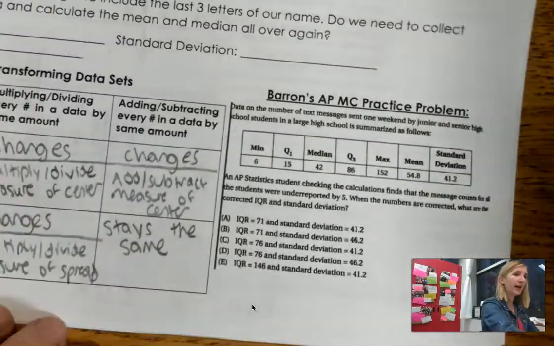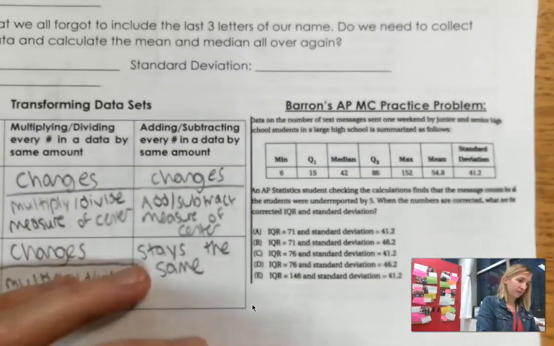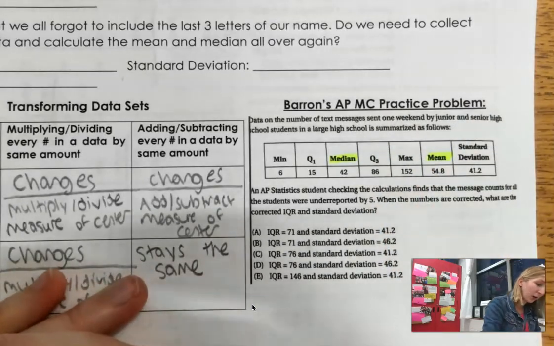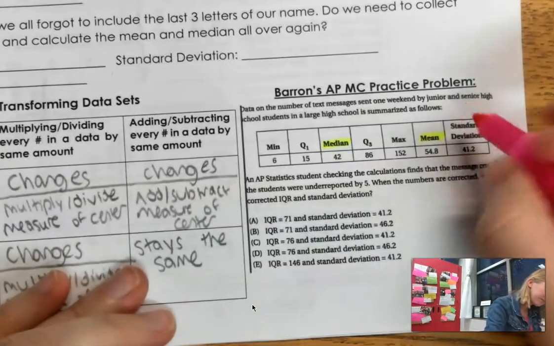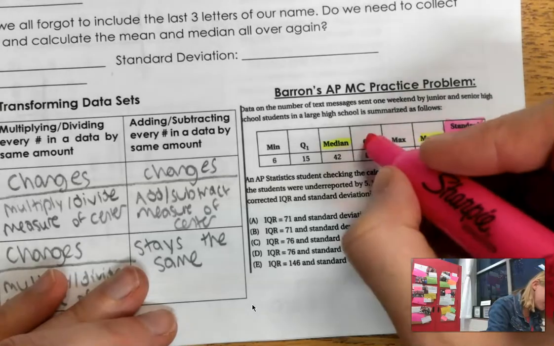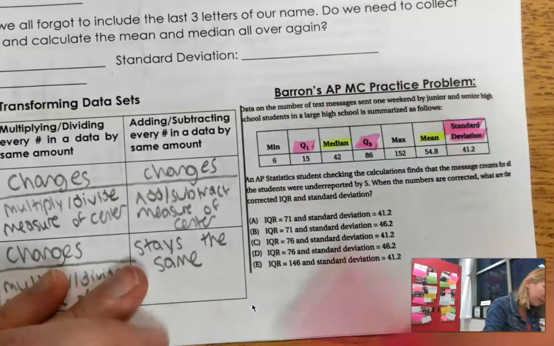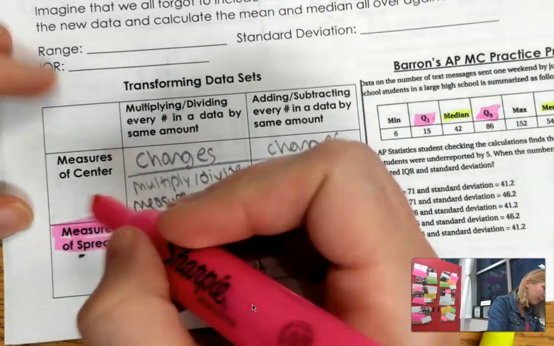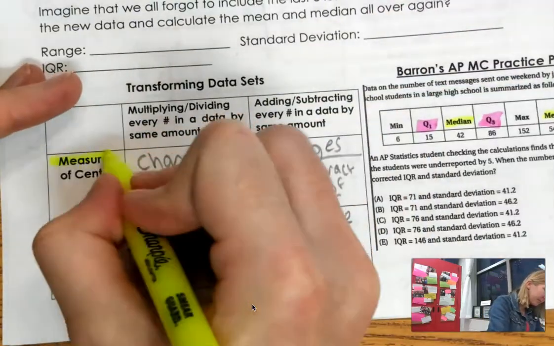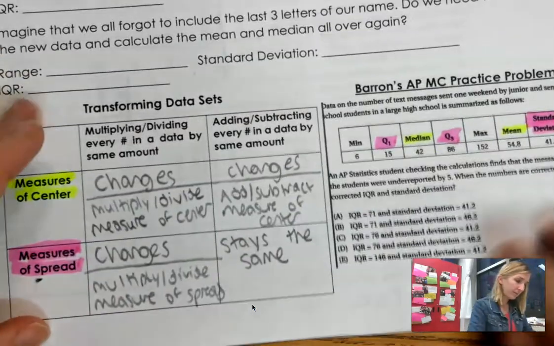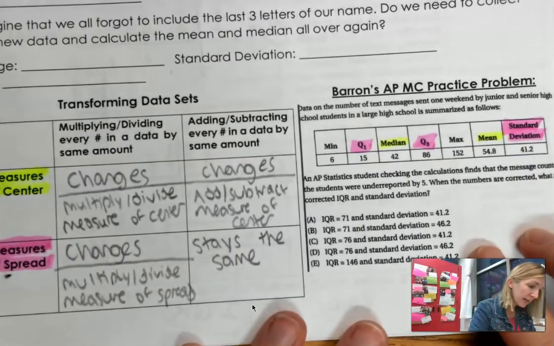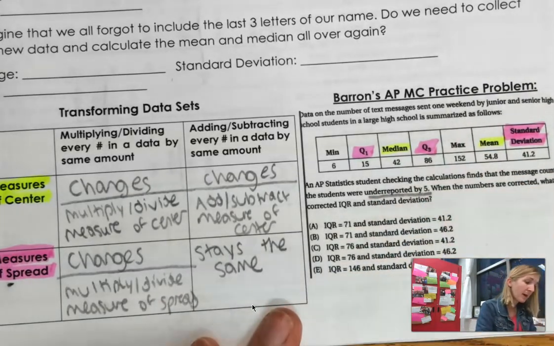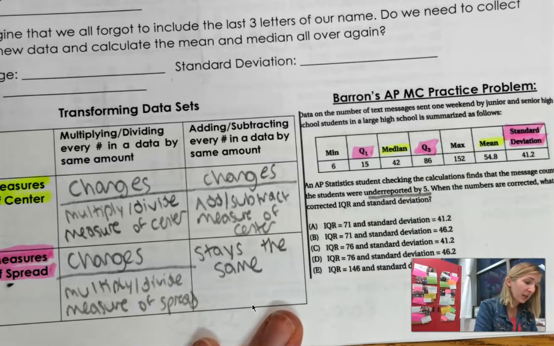All right, I've got my median, I've got my mean, and I've got my standard deviation. So before we get started, I'm going to highlight my measures of center. So mean and median are measures of center. My standard deviation and my IQR are going to be measures of spread. So I'm going to highlight this over here as well so we know what goes with what. All right. An AP statistics student checking the calculations finds that the message count for all students was underreported by 5. When the numbers are corrected, what are the corrected IQR and standard deviation?